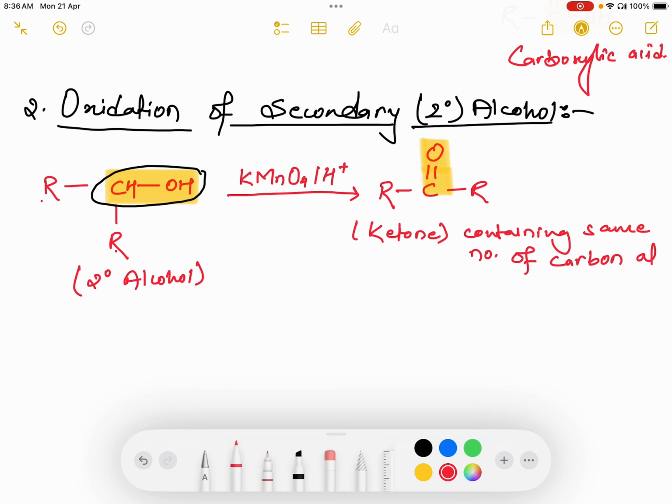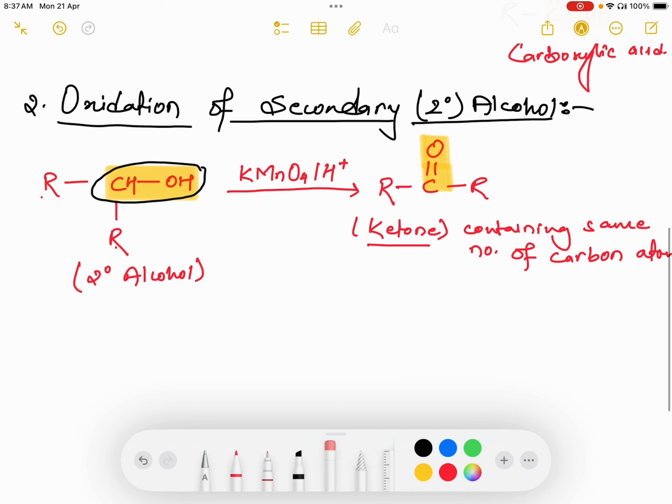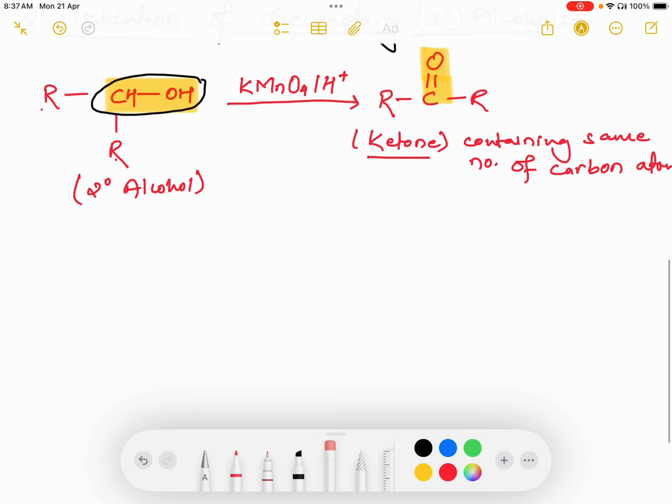Now the ketone will not easily oxidize into any further compound, so it needs to be oxidized under drastic conditions. This can be oxidized, but under drastic conditions, meaning high temperature and pressure and in the presence of a catalyst. So this one will convert into carboxylic acid.